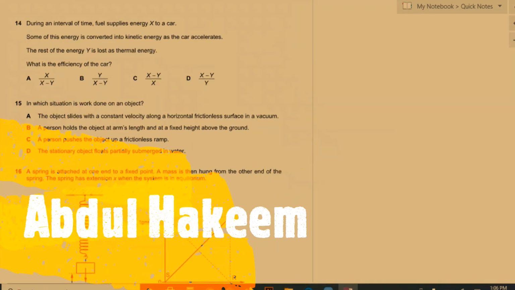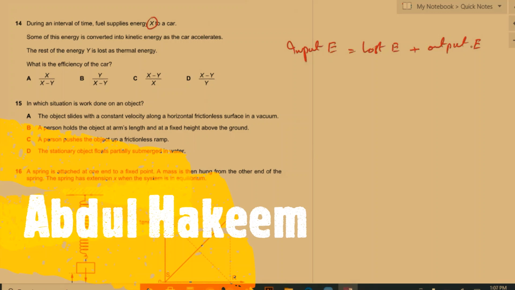Okay, during an interval of time, the fuel supplies energy X to the car. So this X is the input energy. So input energy is equal to the lost energy plus output energy. Some of the energy is converted into kinetic energy as the car accelerates. Meaning the kinetic energy is the output energy. The rest of the energy Y is lost as thermal energy.